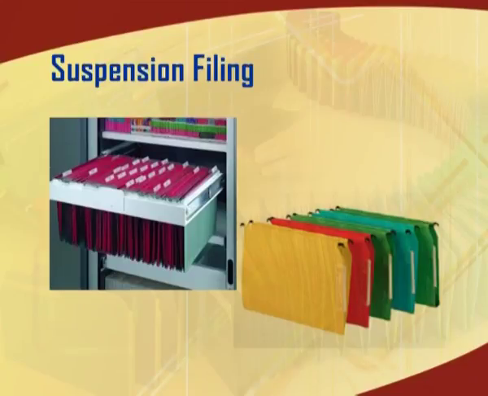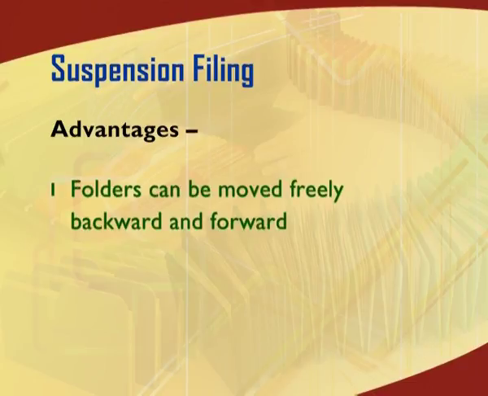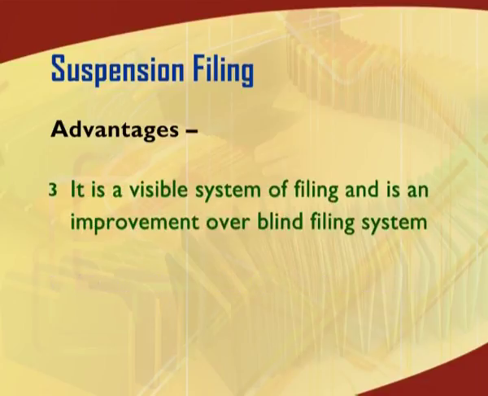The suspension folders are fitted with metal bars suspended on a rectangular metal frame which is fitted inside the filing drawer. The top metal bar of each folder carries a movable index title tab which serves the purpose of visible indexing as well. The advantages of this system are the folders can be moved freely backward and forward. The sagging of the files in the drawer is avoided. It is a visible system of filing and is an improvement over the blind filing system.